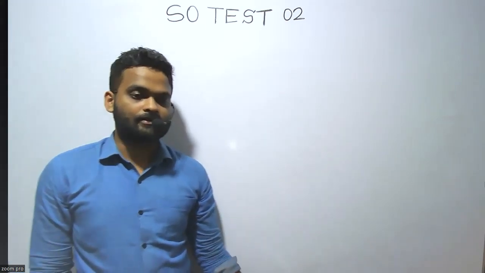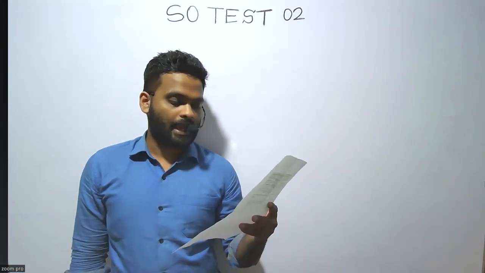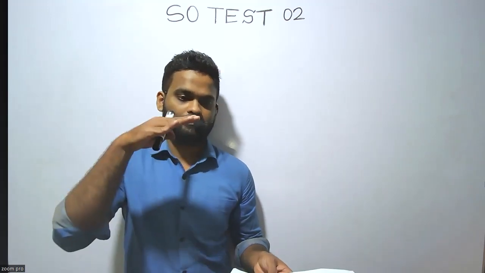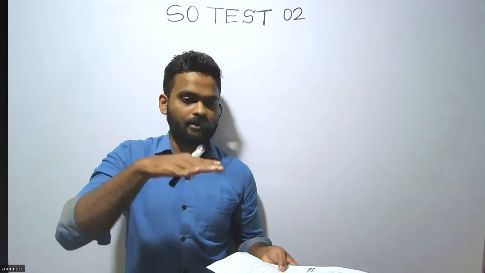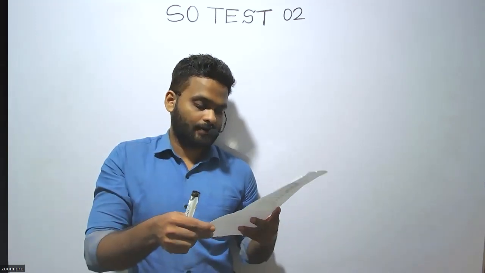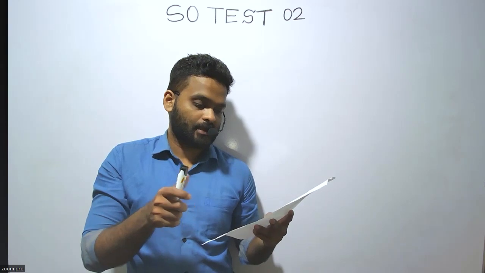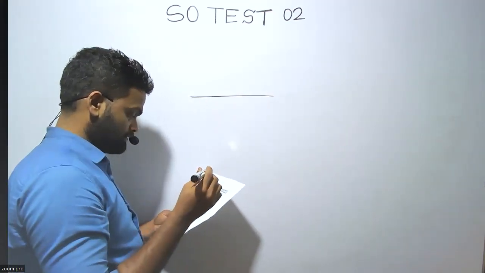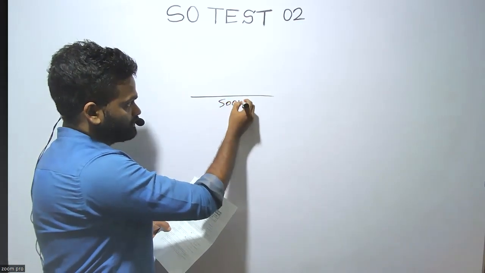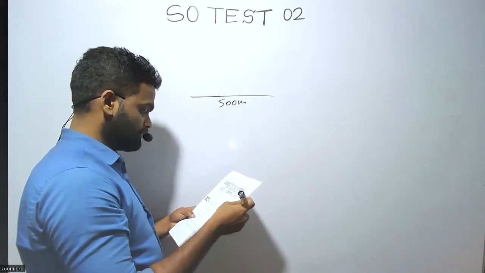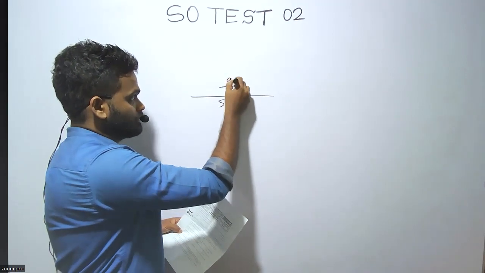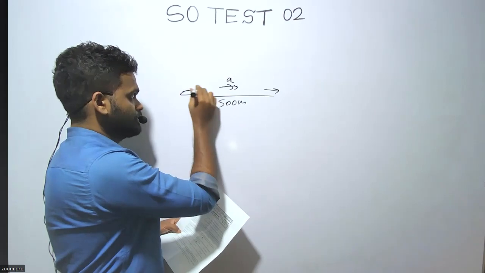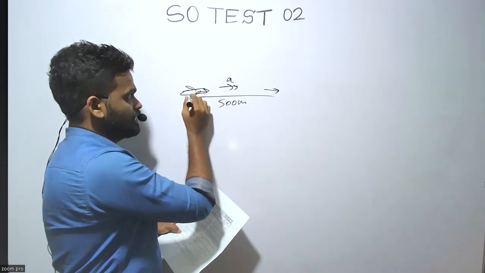Then the sixth question. An airplane should have a velocity of 50 meters per second to fly. So it starts to lift at 50 meters per second. If the runway of the airport is 500 meters long, find the required acceleration of the airplane. Let's say the airplane here is at rest. Here the airplane is at rest.